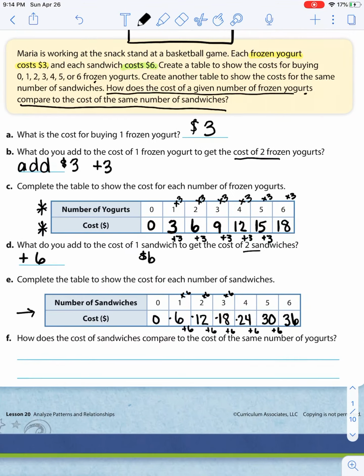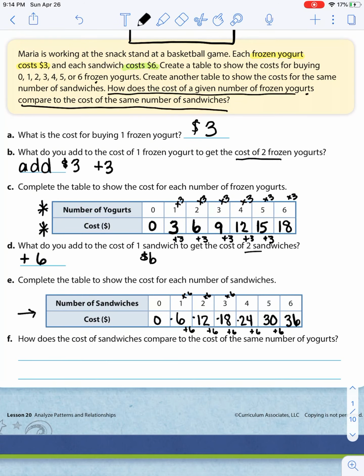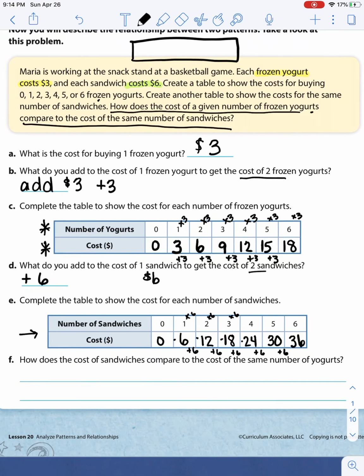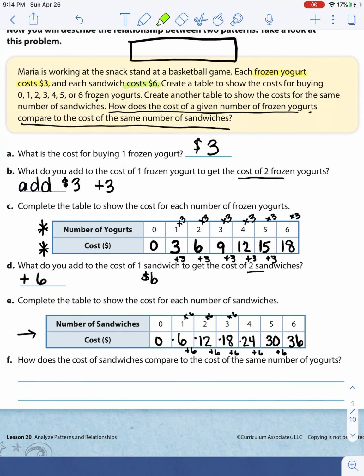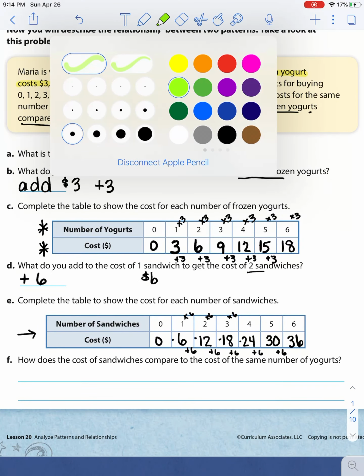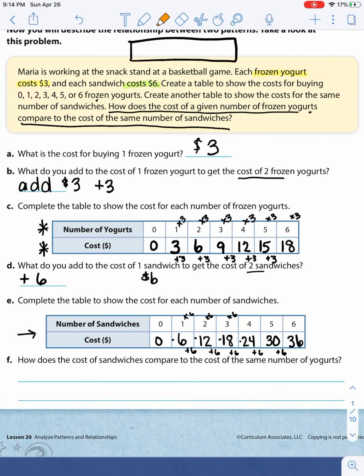Now, how does the cost of sandwiches compare to the cost of the same number of yogurts? Here's where you're answering that question from up above that you thought seemed tricky. All they're doing is asking you to compare what's the cost if you buy 1 yogurt to the cost if you buy 1 sandwich. How would you compare 3 and 6? So we're starting with that. How would you compare the number 3 to the number 6? I want you to think about that for a second.